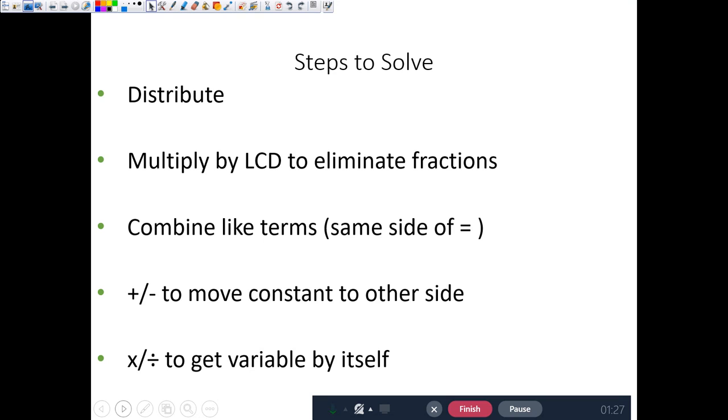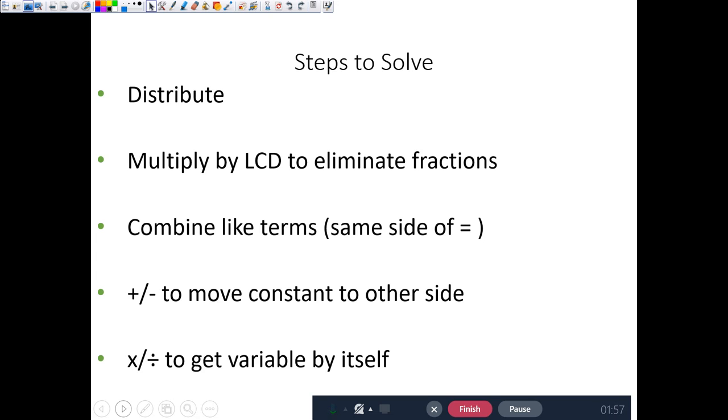Then we move the constant to the other side. If the constant is a positive number, we're going to subtract. If the constant is a negative number, we're going to add. Okay, you do the opposite sign. The constant is the number by itself. It does not have a variable. Then if we got rid of our fractions, we're going to divide to get the variable by itself. We're not going to have to multiply. Multiplying would be if we had a fraction again, but we're not. We're going to eliminate our fractions. So I'm going to divide to get the variable by itself.